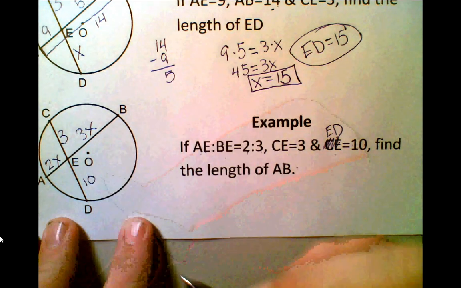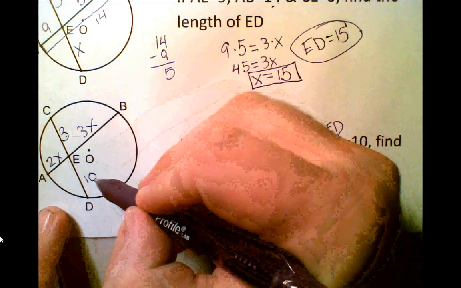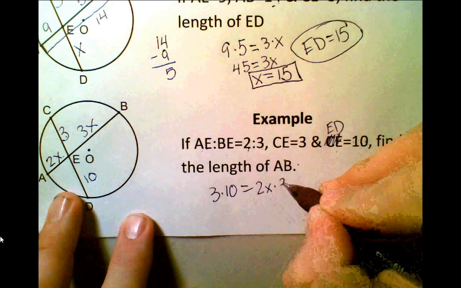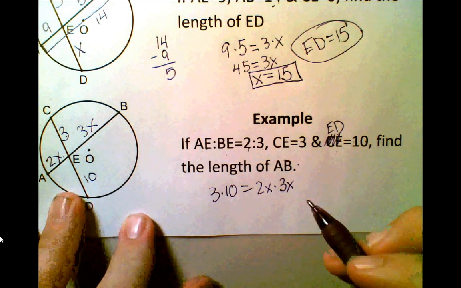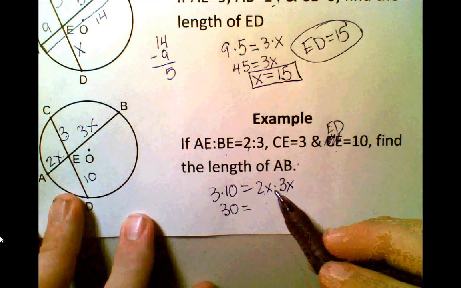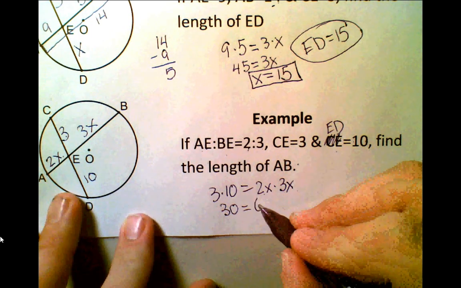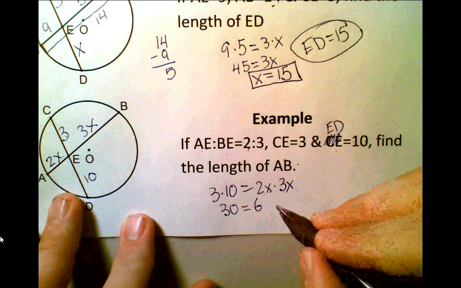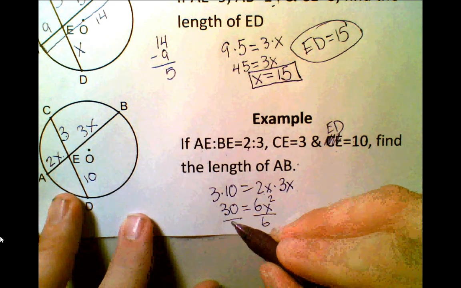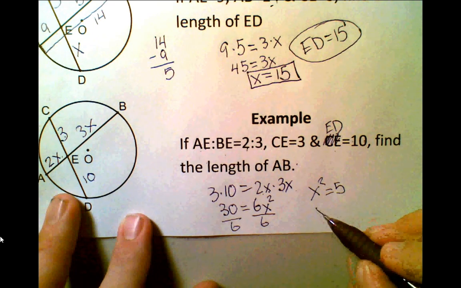Now, we do the same thing we've done before over and over. We do 3 times 10 equals 2x times 3x. Now, on the left, we're going to get 30. It's going to be equal to, I have 2x and 3x. Remember, multiply the numbers together, so 2 times 3 is 6, and x times x is x squared. Don't think it's 2x. Now, we have to divide by 6 first, and you get x squared equals 5. And then finally, we can say x is equal to the square root of 5.